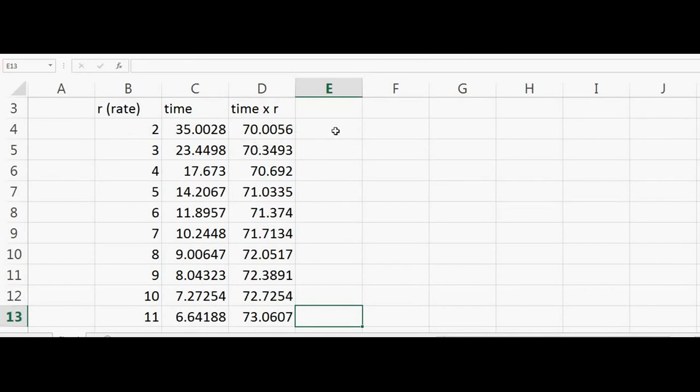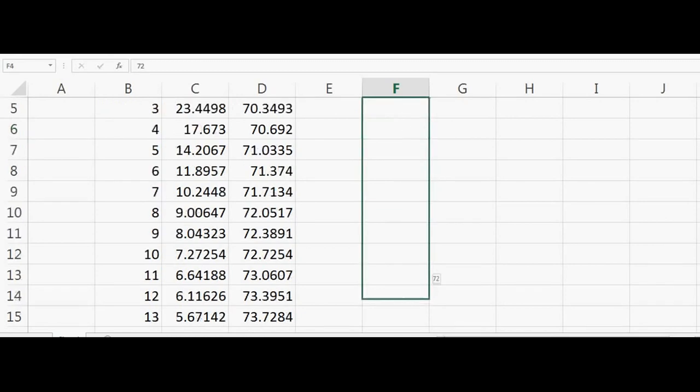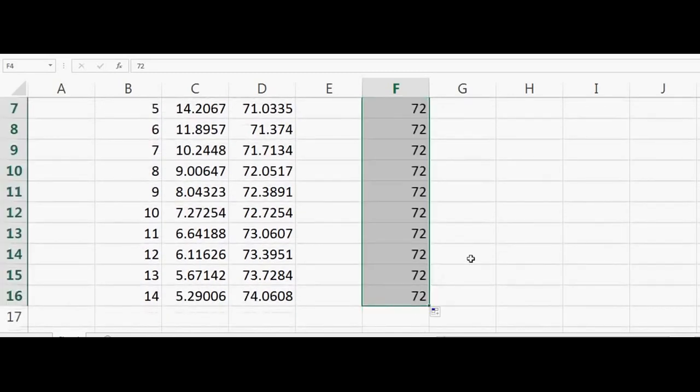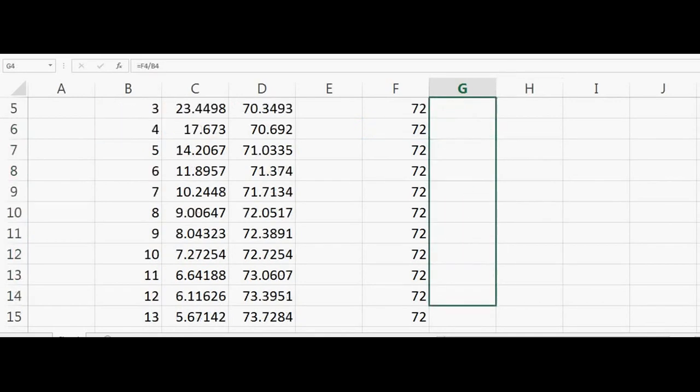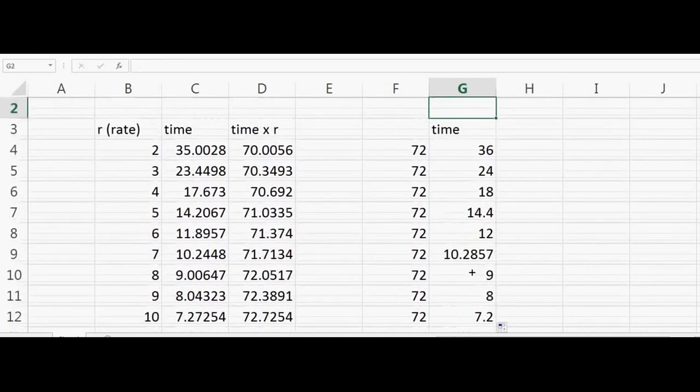So if we approximate the number to be 72, then all we need to do is use our trick: instead of using 70.005, I'll always use 72. I keep using 72 for all these rates, and then I calculate the time. Time will be equal to 72 divided by rate. So now you can see that I get numbers which are very close to the actual time it should be.